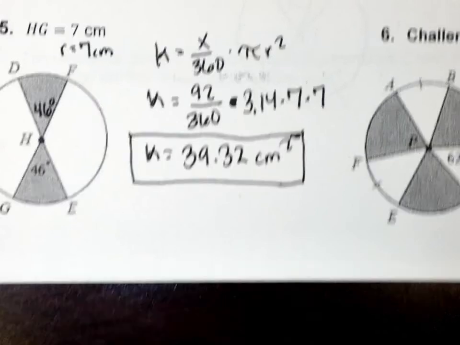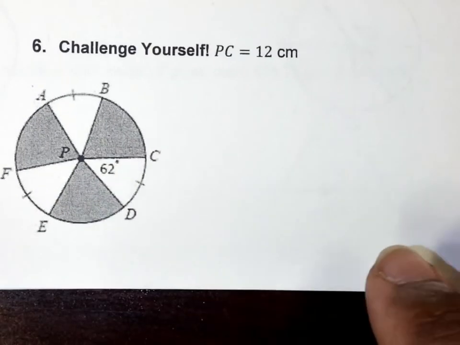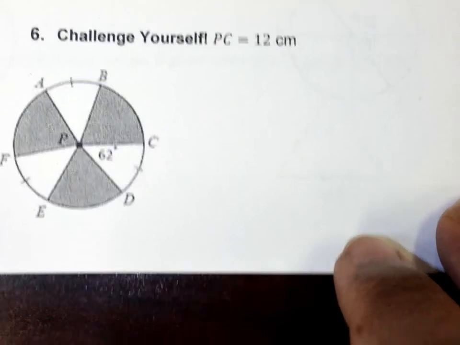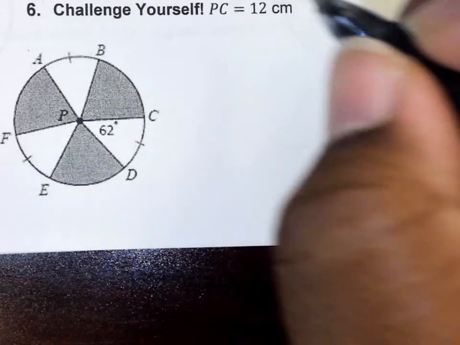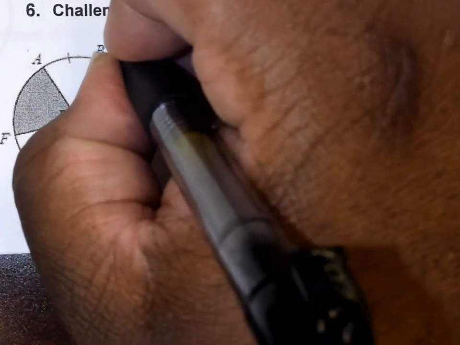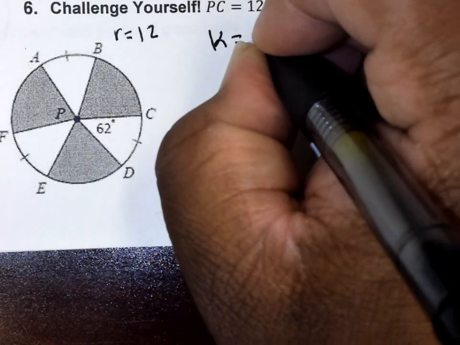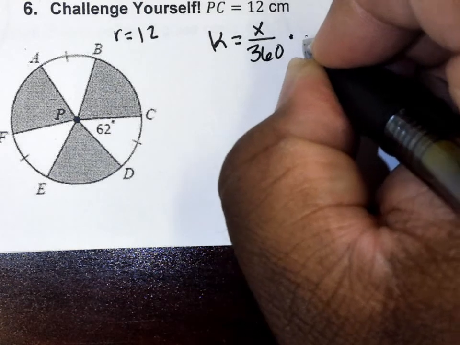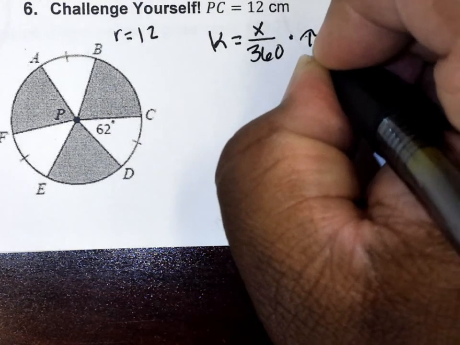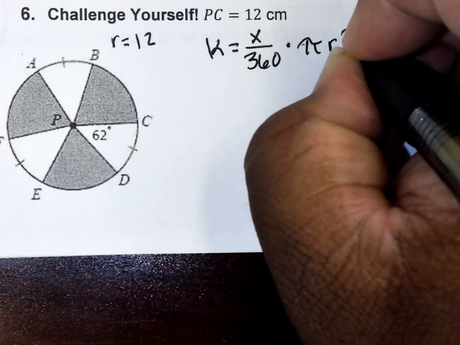Sliding over one more. Challenge yourself. I got you. I'm going to have you set up with me. Challenge yourself on this one. Radius is PC, so that's R is 12, and so K equals x over 360. I always write it out. The more you write it out, the more you remember it. These will not be given to you on any reference sheet either, so you have to remember these.